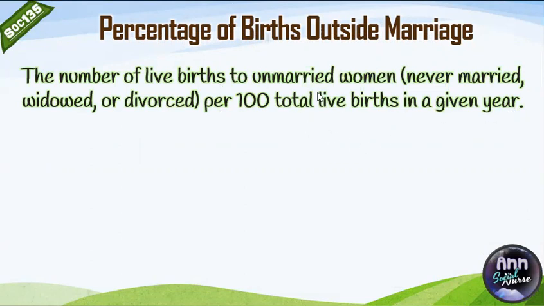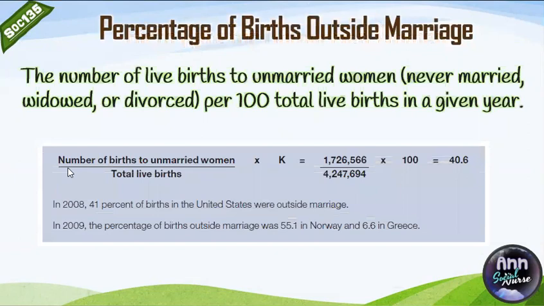The formula is the number of births to unmarried women over total live births, times 100. Substituting the values equals 40.6, so in 2008, to interpret, 41% of births in the United States were outside marriage. In 2009, the percentage of births outside marriage was 55.1 in Norway and 6.6 in Greece, to compare.